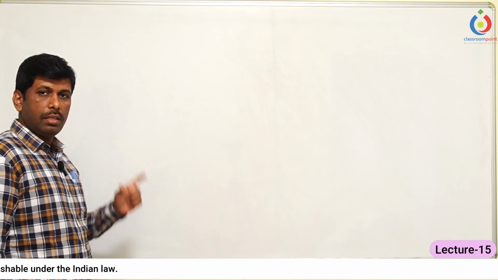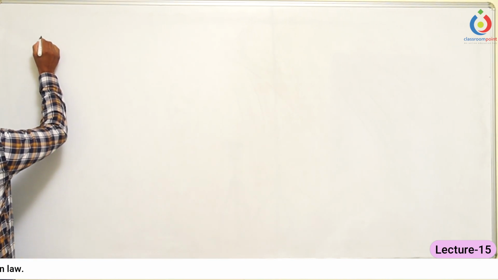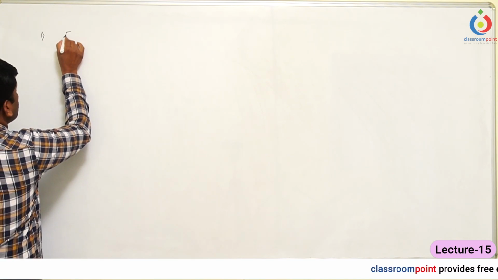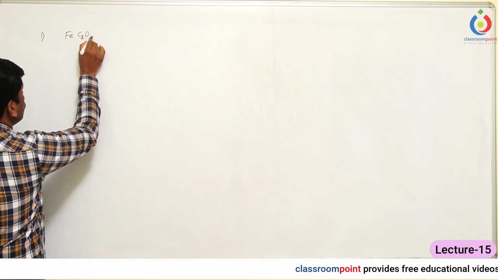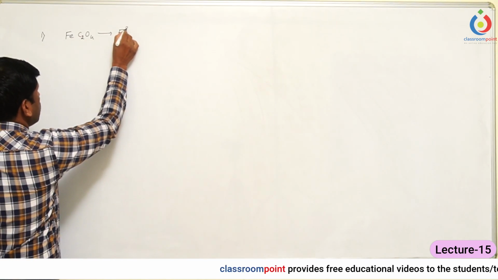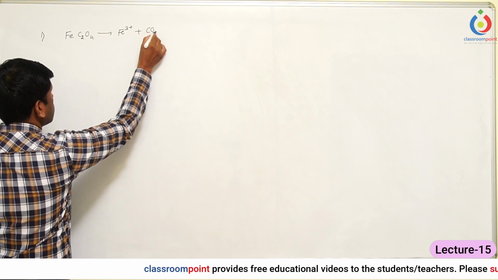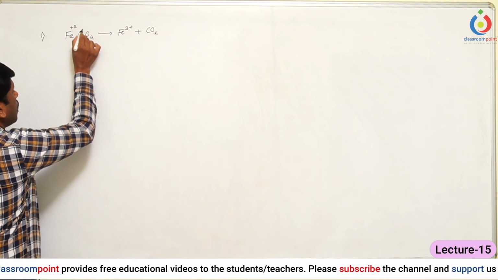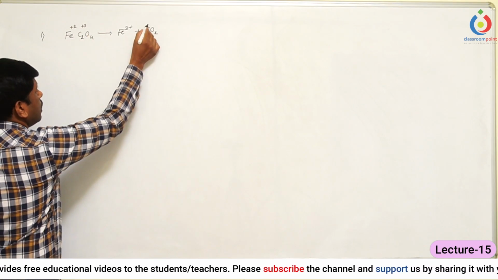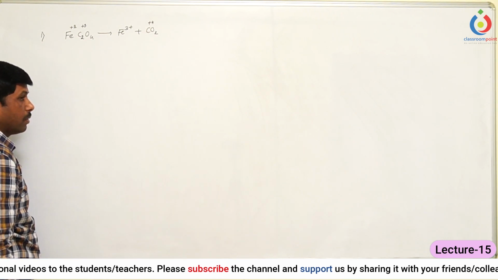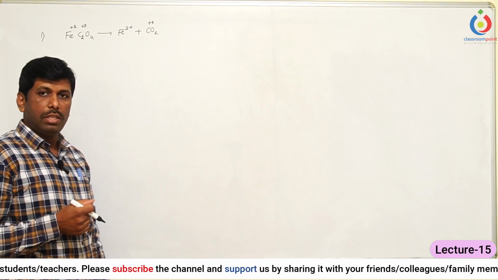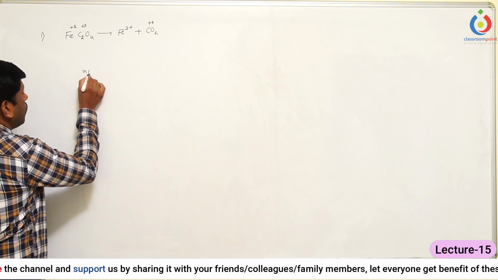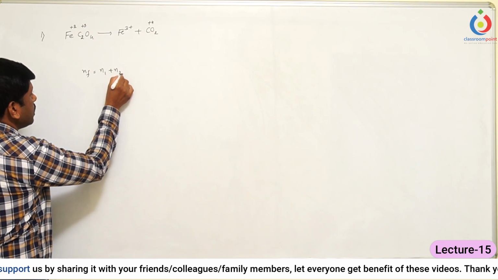So now let us see the calculations in which both elements participate in the oxidation or reduction. For example, ferrous oxalate FeC2O4 changes to Fe3+ and carbon dioxide. Here iron's oxidation state is +2, carbon's oxidation state is +3, and here carbon's oxidation state is +4. If both elements participate in the oxidation, or both elements participate in the reduction, then the n factor calculation formula is n1 plus n2.